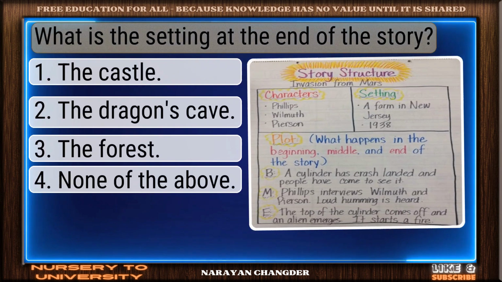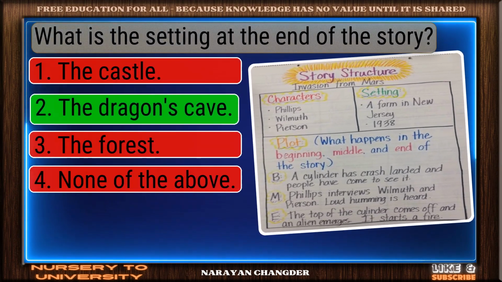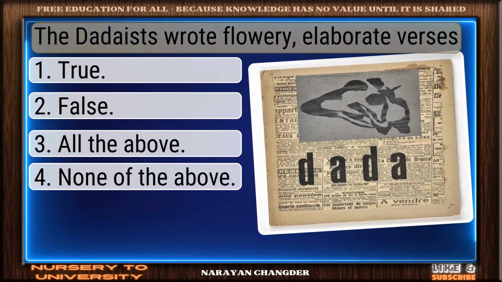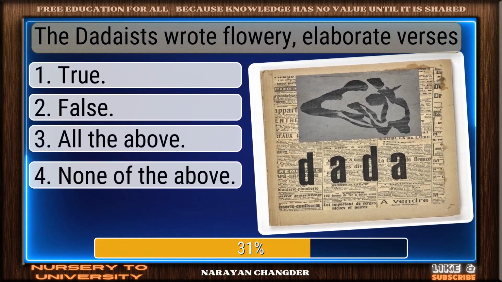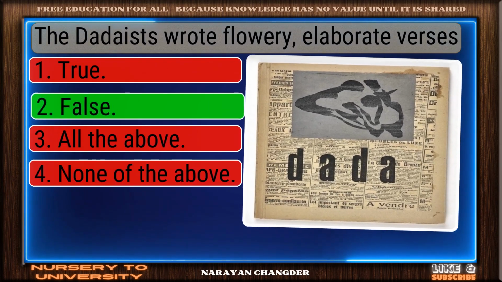What is the setting at the end of the story? Strong choice. The Dragon's Cave is the right answer. The Dadaists wrote flowery, elaborate verses. Well picked. False is the correct answer.